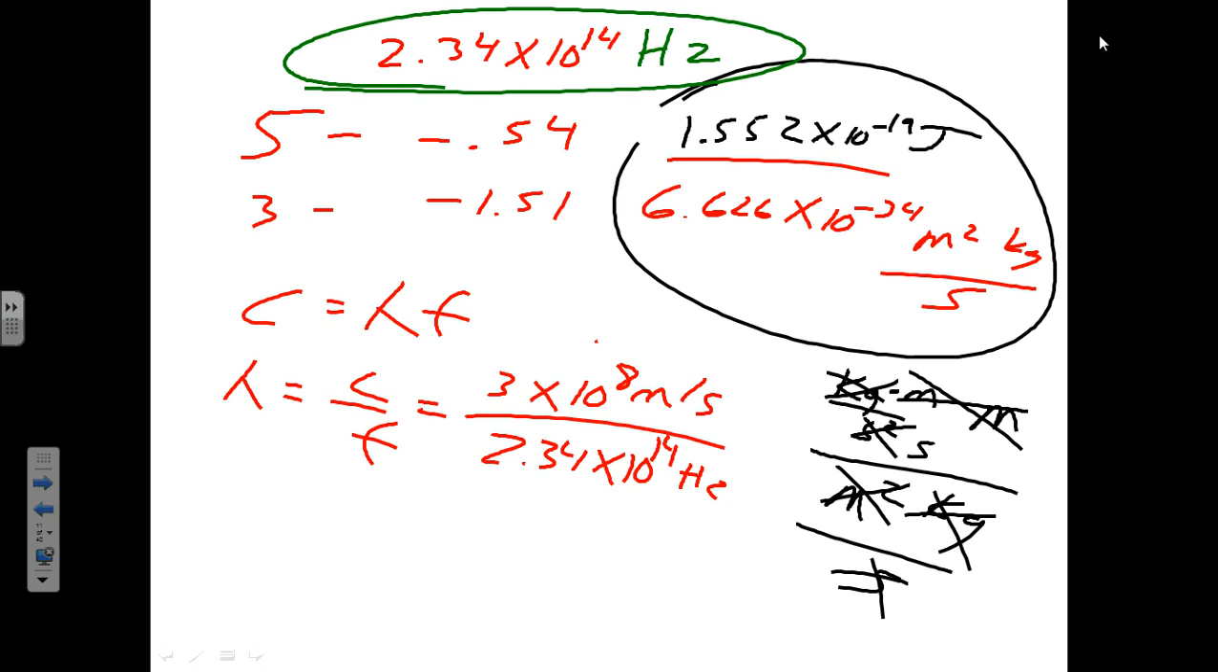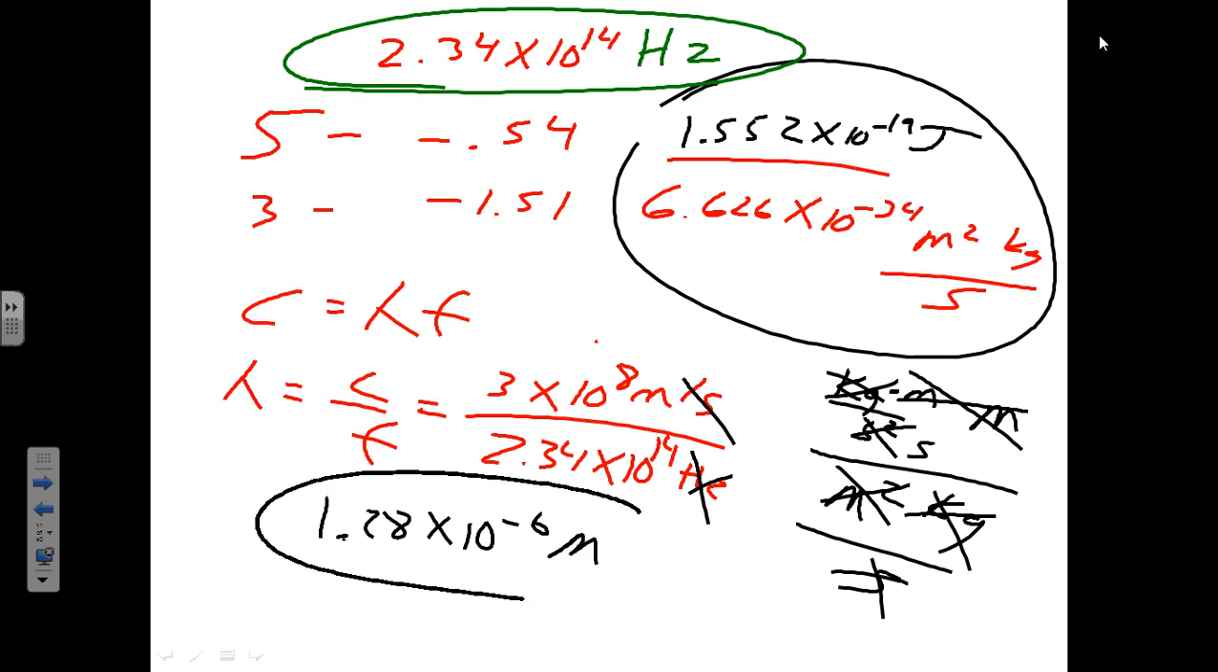So now if we divide that out, we come up with 1.28 times 10 to the minus 6, and that would be what unit? Meters, because this is per second. It's going to cancel that and that. Meters. Makes sense.